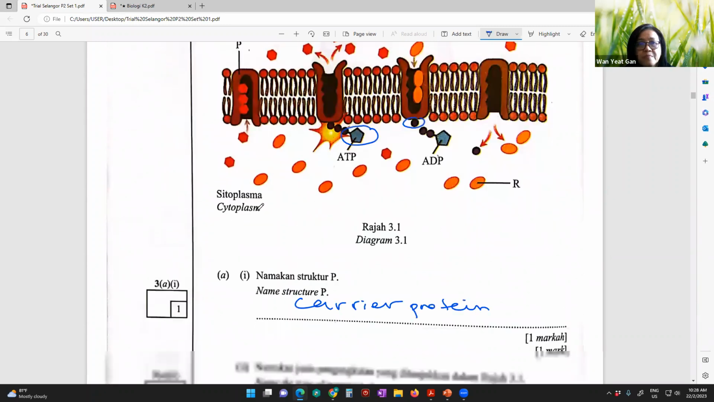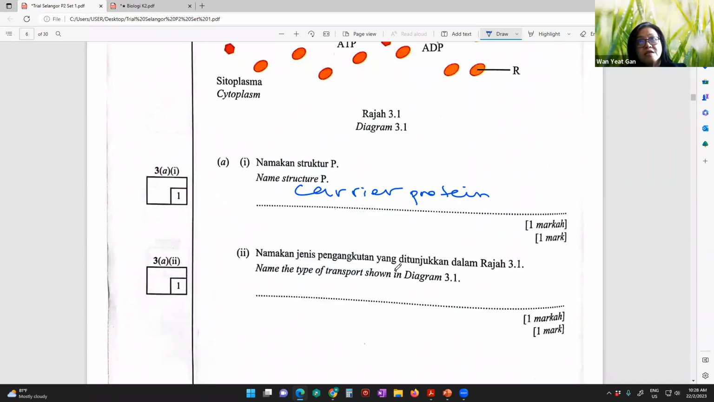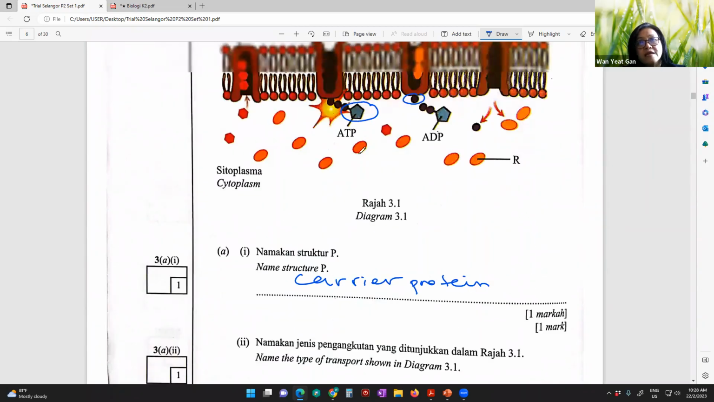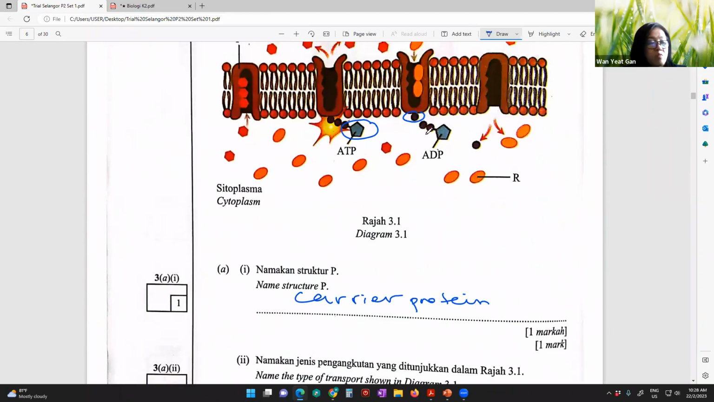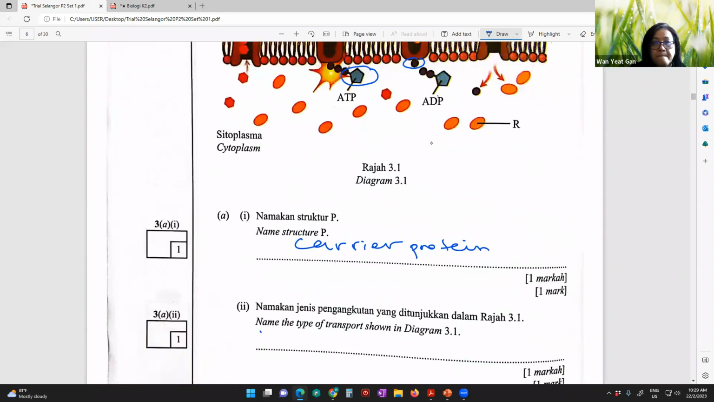Okay, a carrier protein, because you can see that ATP, one of the phosphate groups, has been attached to the carrier protein. Name the type of transport shown. Now, this is, of course, active transport because you can see the ATP, one of the phosphate groups, is attached to the carrier protein. So this is active transport.